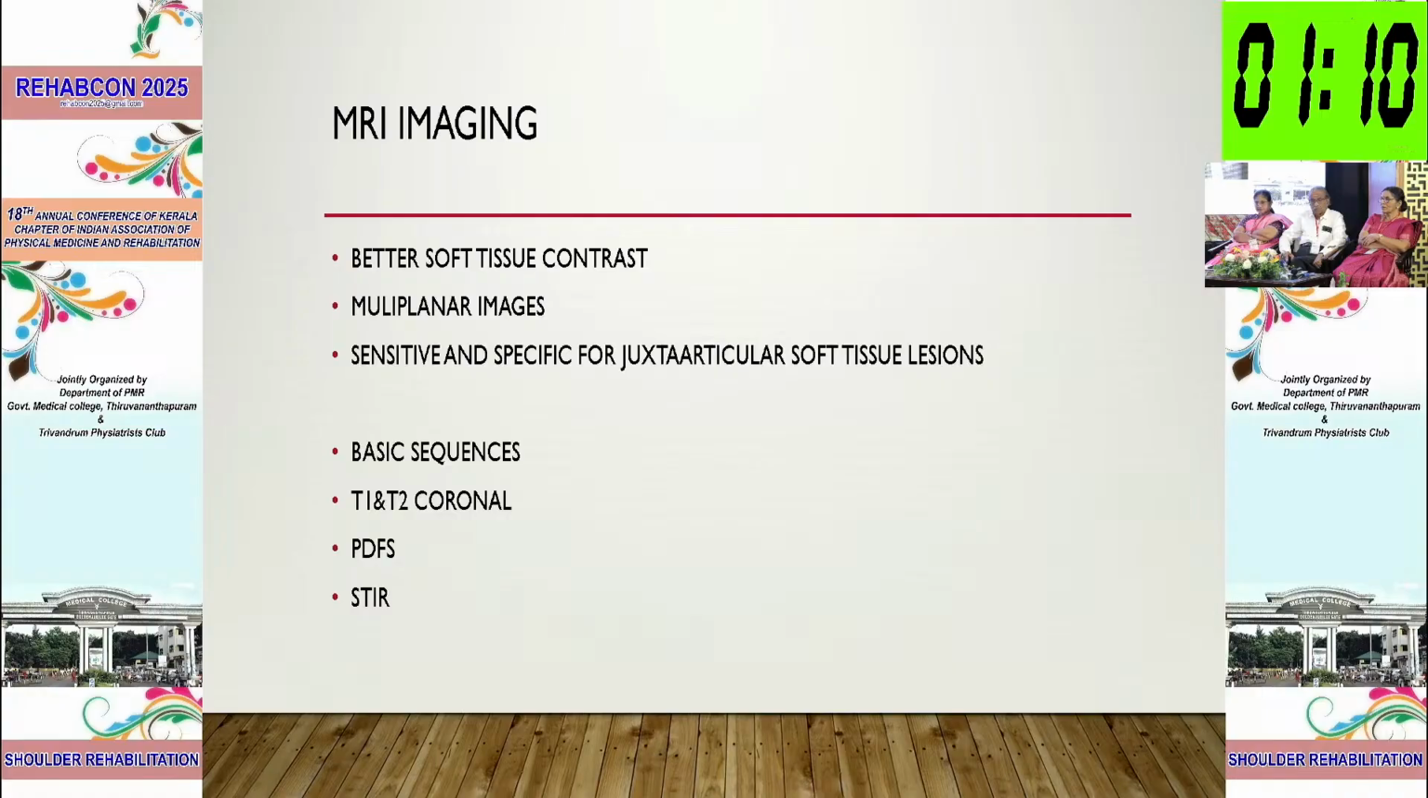Now, the basic sequence of T1 and T2 coronal can be taken. If you want, you can take axial coronals also, but basically PDFS is in all planes, and the T1 and T2 coronal is sufficient to pick up all the lesions.